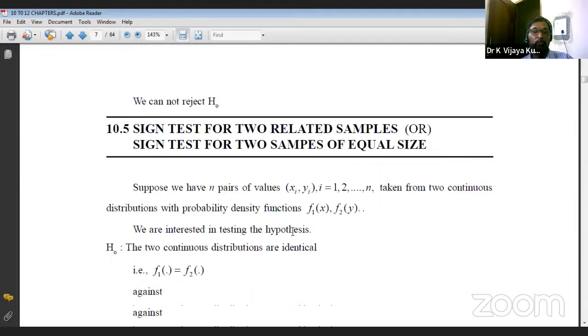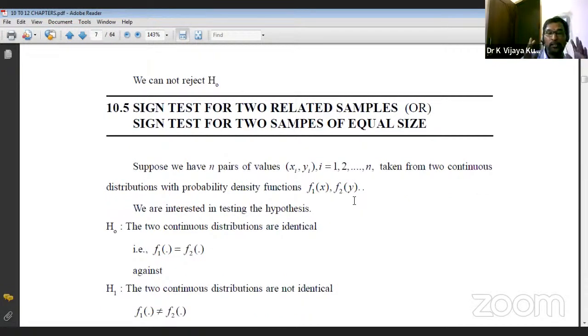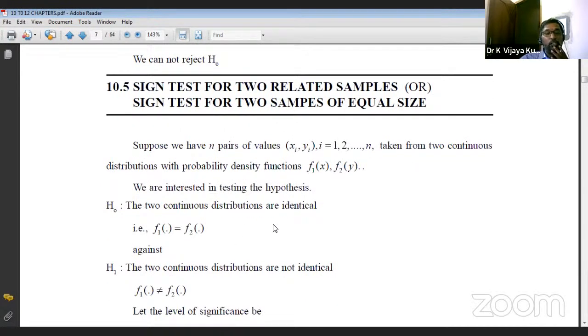We can't reject it. Next question. Next one: t-test for 2 related samples. Test for 2 samples of equal size. Suppose we have n pairs (xi, yi), i equal to 1 to n, taken from 2 continuous distributions with probability density functions f1(x) and f2(y). We are interested in testing the hypothesis that the 2 continuous distributions are identical, that is f1 equals f2.